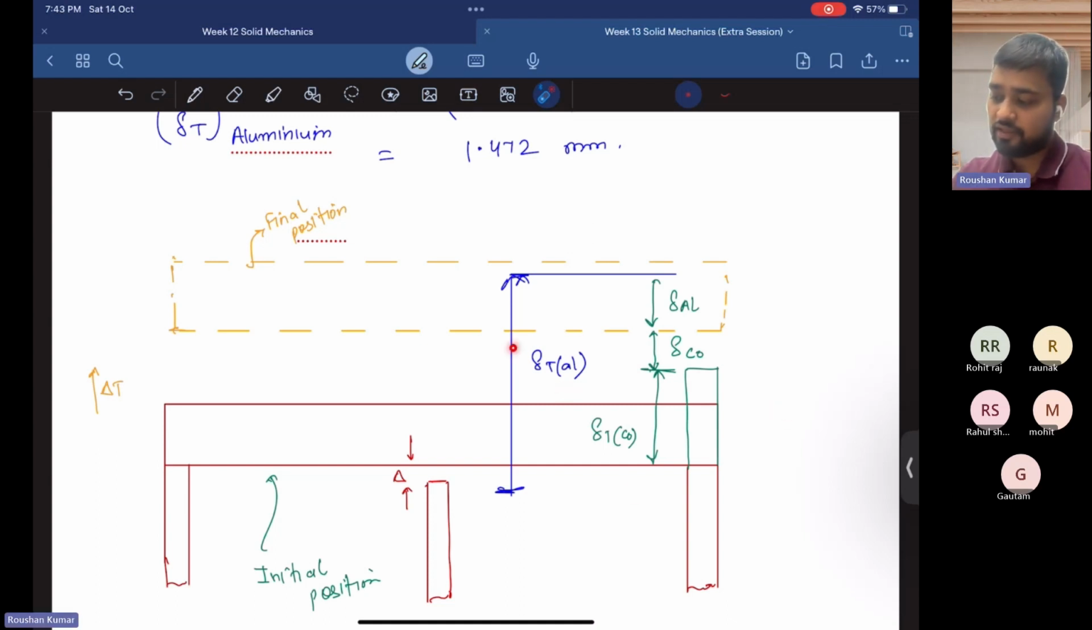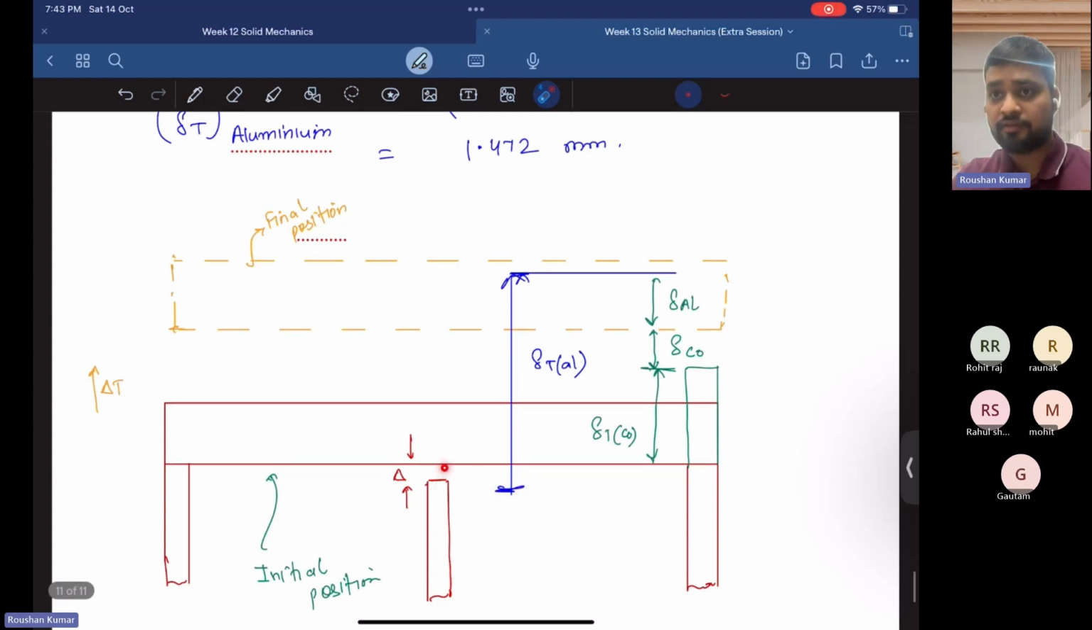So this is the delta T of the aluminum. Initially the aluminum bar is kept here. When the temperature is raised, first it will fill this gap. After filling this gap, it lifts the rigid slab upward, and suppose at the final state it will reach here. So the final deflection of the aluminum top position from the initial case is delta T.